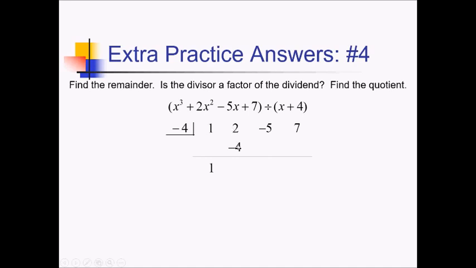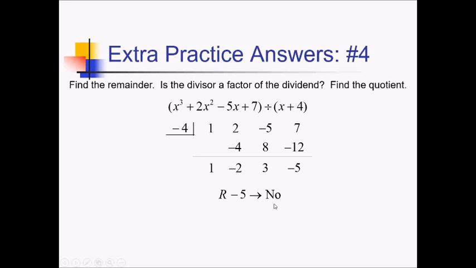So 2 plus -4 is -2. -4 times -2 gives me 8. -5 plus 8 is 3. -4 times 3 is -12. And 7 plus -12 is -5. This last number is my remainder of -5. Since that is not a remainder of 0, that means that the divisor is not a factor of the dividend.